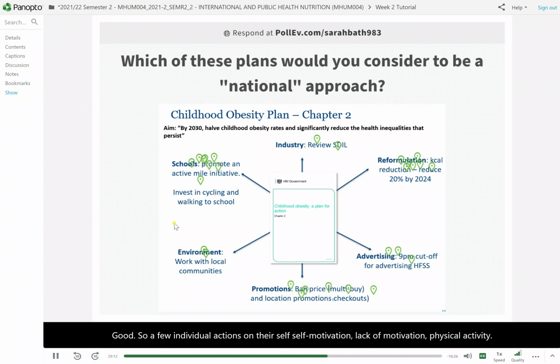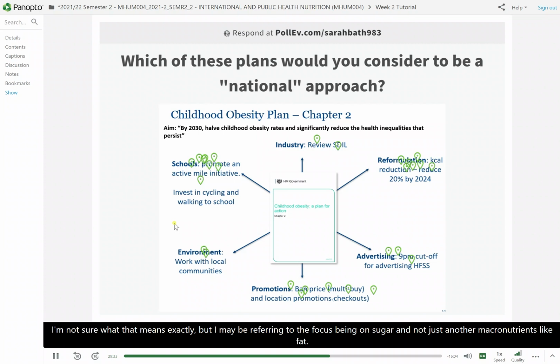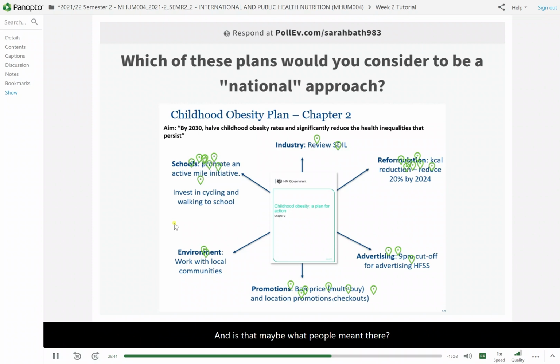So a few individual actions on there around self-motivation, lack of motivation, physical activity, food habits, yeah. So, yeah, good. Other macros have a part in increased weight. I'm not sure what that means exactly, but maybe referring to the focus being on sugar and not just other macronutrients like fat, and is that maybe what people meant there? Because that's a valid point that people have criticised, that there has been a lot of focus on sugar reduction and sugar intake, but that might not be the sole driver, and too much focus on one thing can actually not be effective.